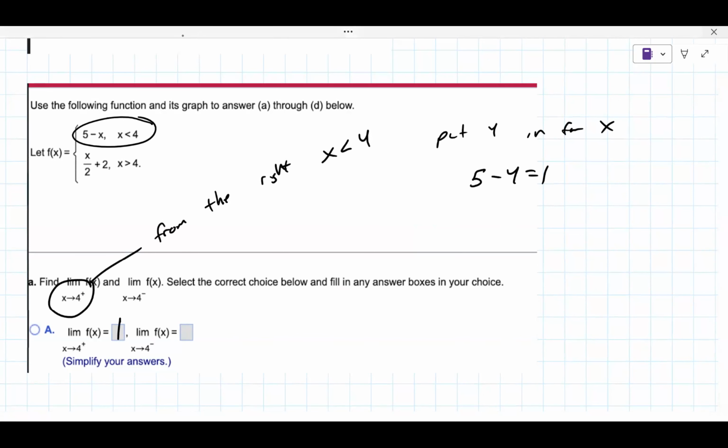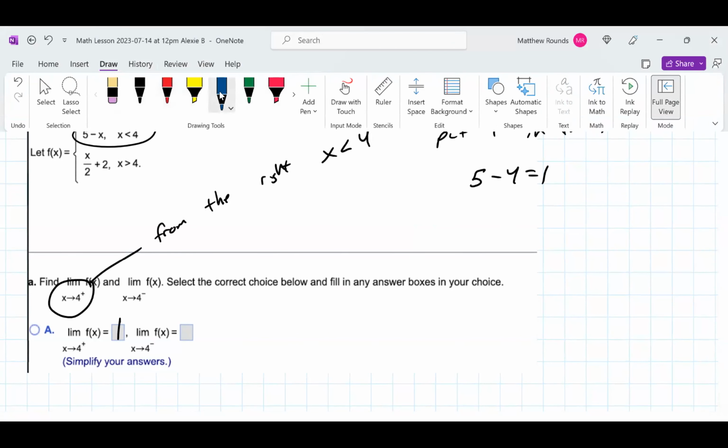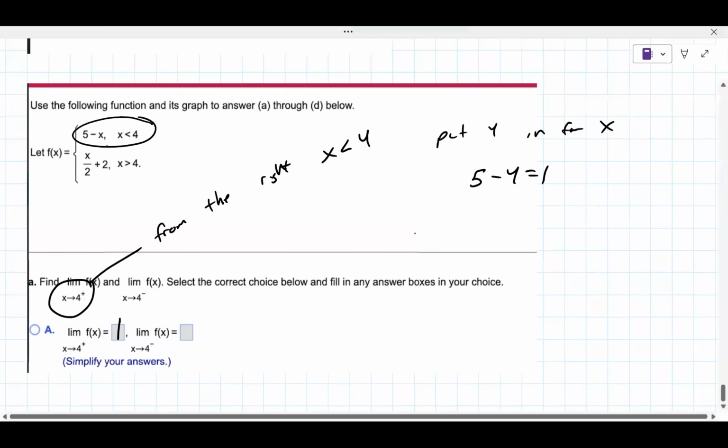So the limit's 1. Yes. 5 minus 4. You're putting 4 in for x in that top equation.